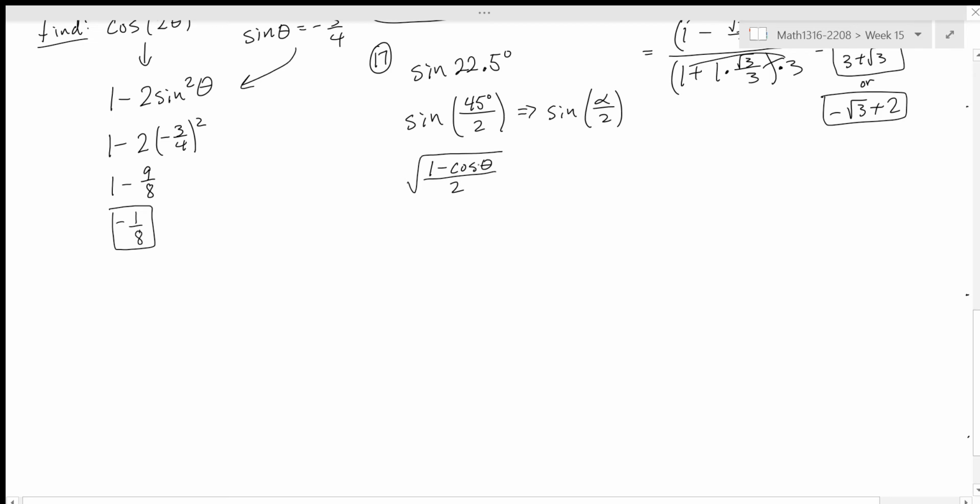And we're going to have to find the cosine of theta. Well, in this case, theta is 45. Does anybody happen to know the cosine of 45 degrees? And then we're going to have the square root of 1 minus square root 2 over 2, all over 2. And we're going to have to simplify that bad boy.